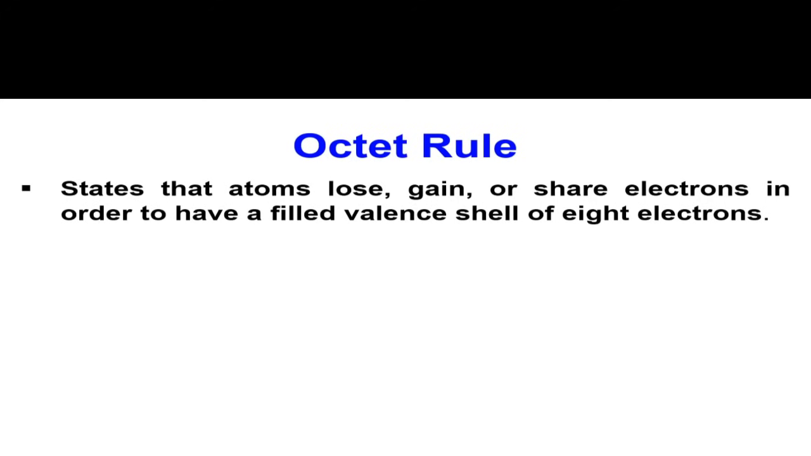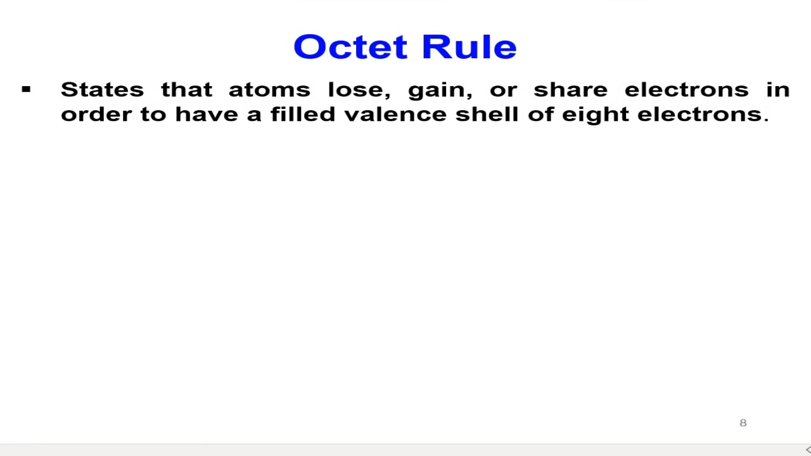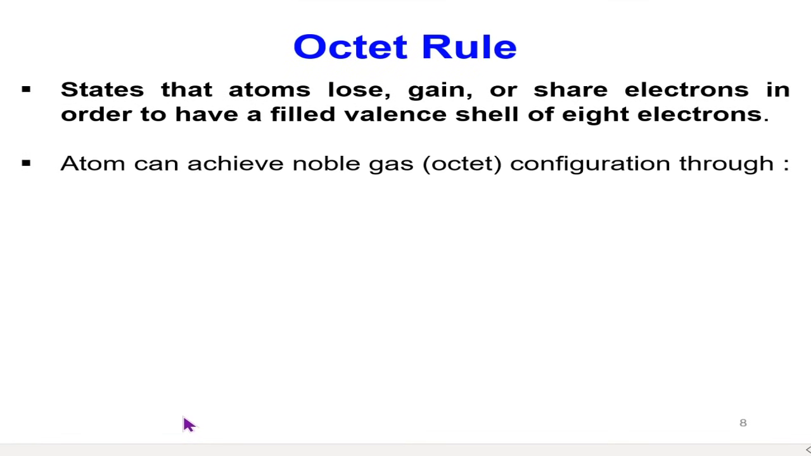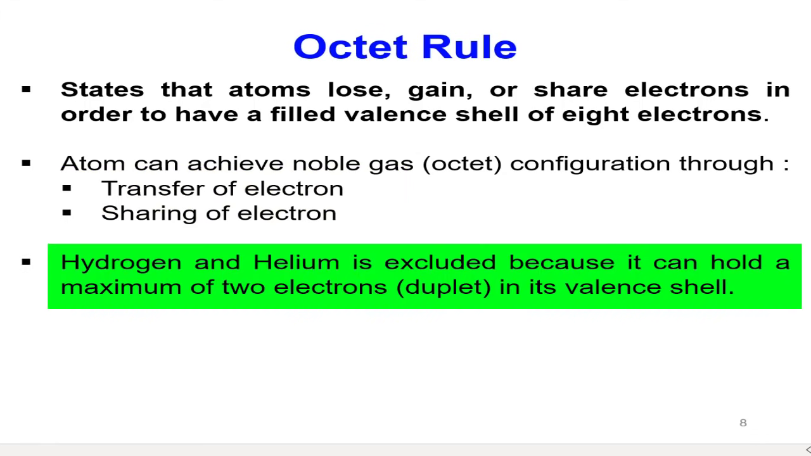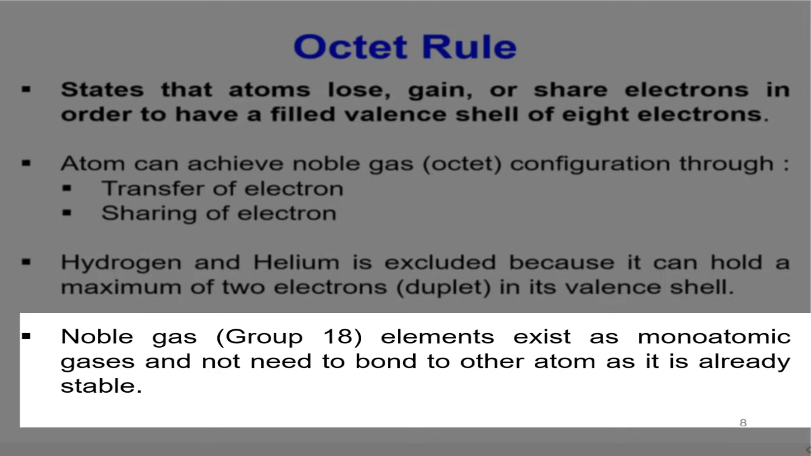Octet rule. The octet rule states that atoms lose, gain or share electrons in order to have a filled valence shell of 8 electrons. Atoms can achieve noble gas or octet configuration through transfer of electrons or sharing of electrons. Hydrogen and helium are excluded because they can hold a maximum of 2 electrons, or a duplet, in their valence shell. And noble gases from group 18 exist as monoatomic gases and do not need to bond to other atoms as they are already stable.